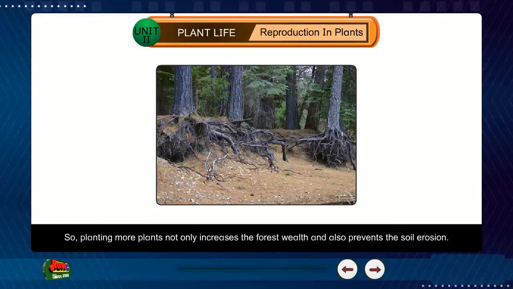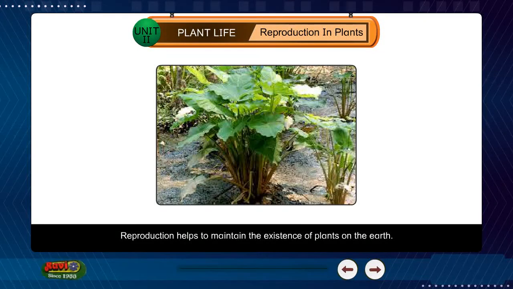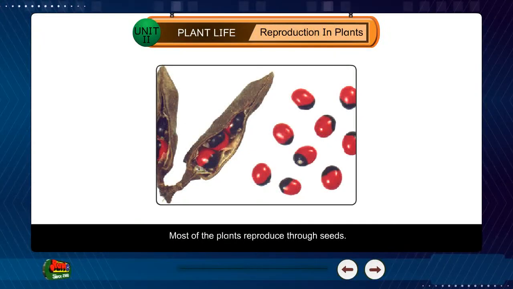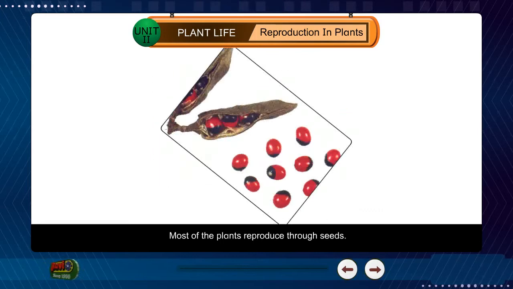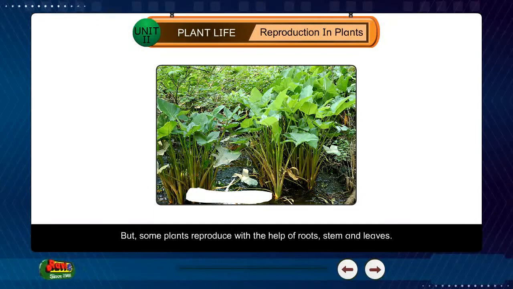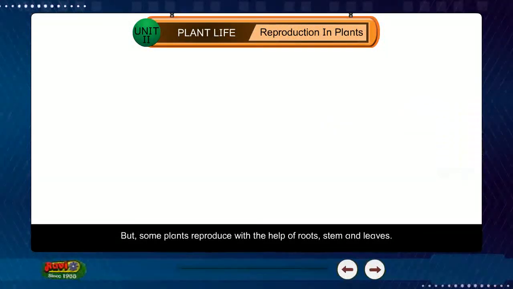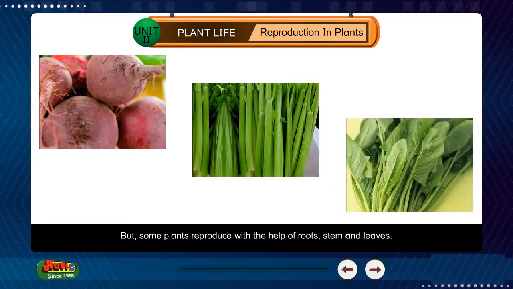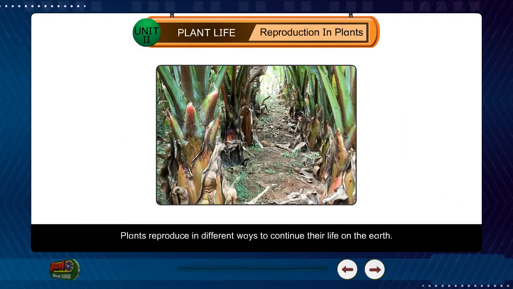So, planting more plants not only increases the forest wealth but also prevents soil erosion. Reproduction helps to maintain the existence of plants on the earth. Most of the plants reproduce through seeds, but some plants reproduce with the help of roots, stem, and leaves. Plants reproduce in different ways to continue their life on the earth.